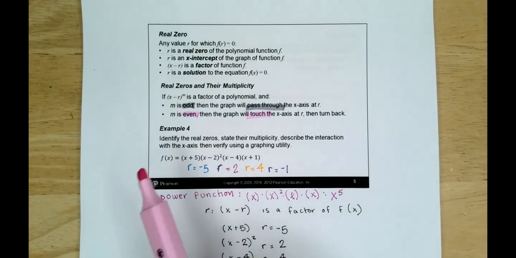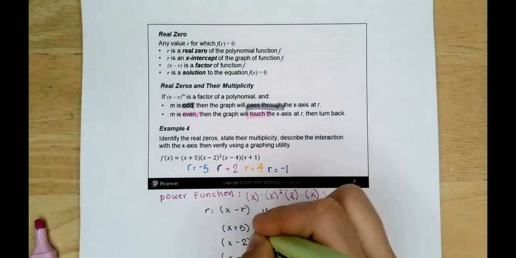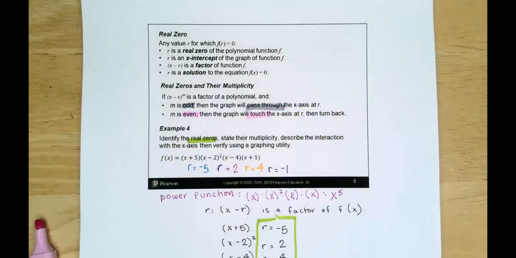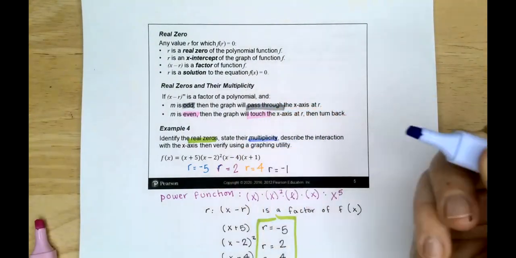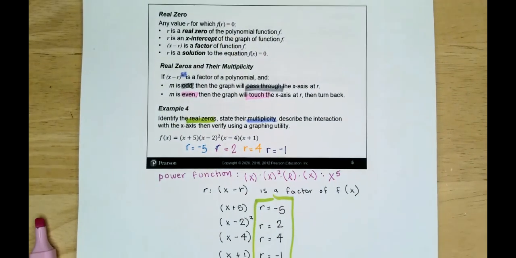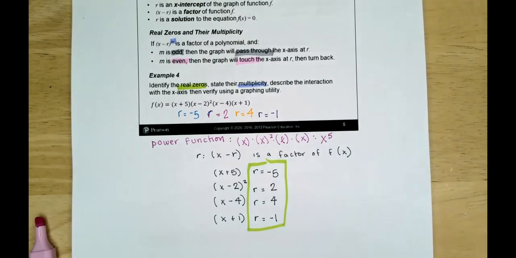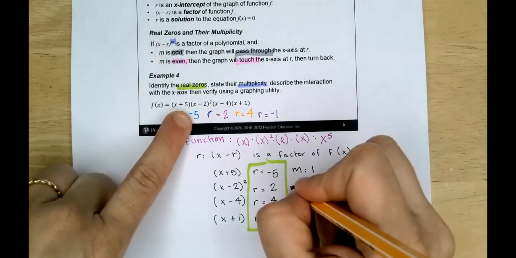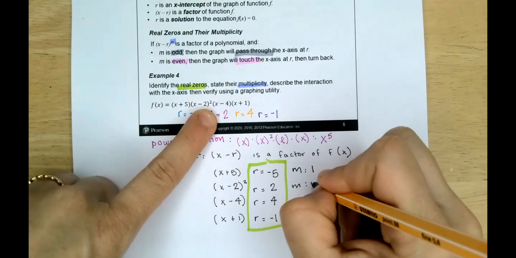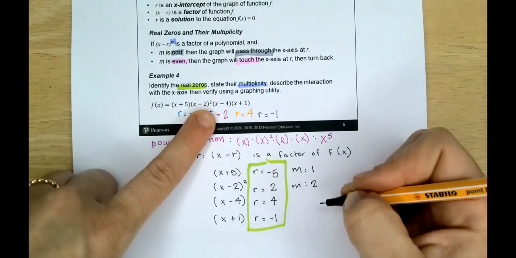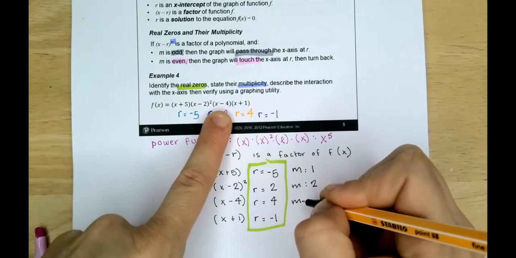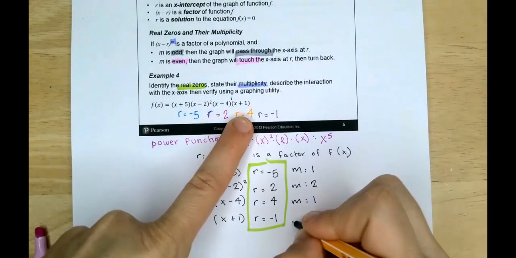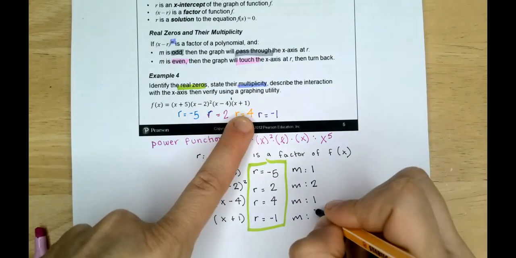Okay, so identify the real zeros. We've got our real zeros. State their multiplicity. The multiplicity is this number up here. That -5 has a multiplicity of 1. What is it being raised to? It's being raised to the first power. This x minus 2 has a multiplicity of 2, the entire factor is being raised to the second power. For this third one, x minus 4, it's a multiplicity of 1. And for x plus 1, that makes a real zero of -1 and a multiplicity of 1.